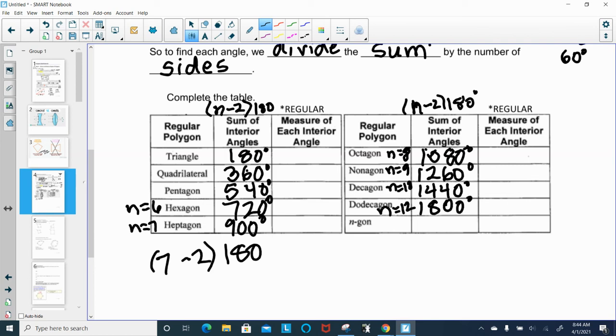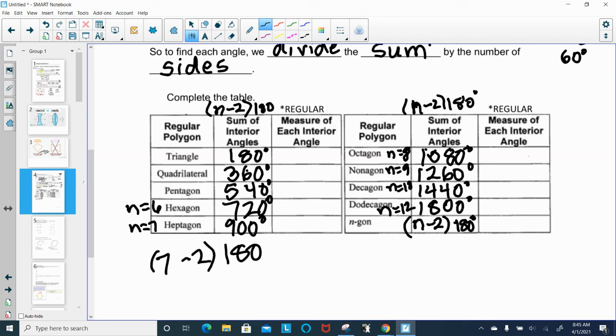Now, probably you did not like this last one called the n-gon. And what that just means is for any shape, you're going to use this formula. That's just where you can write the formula.